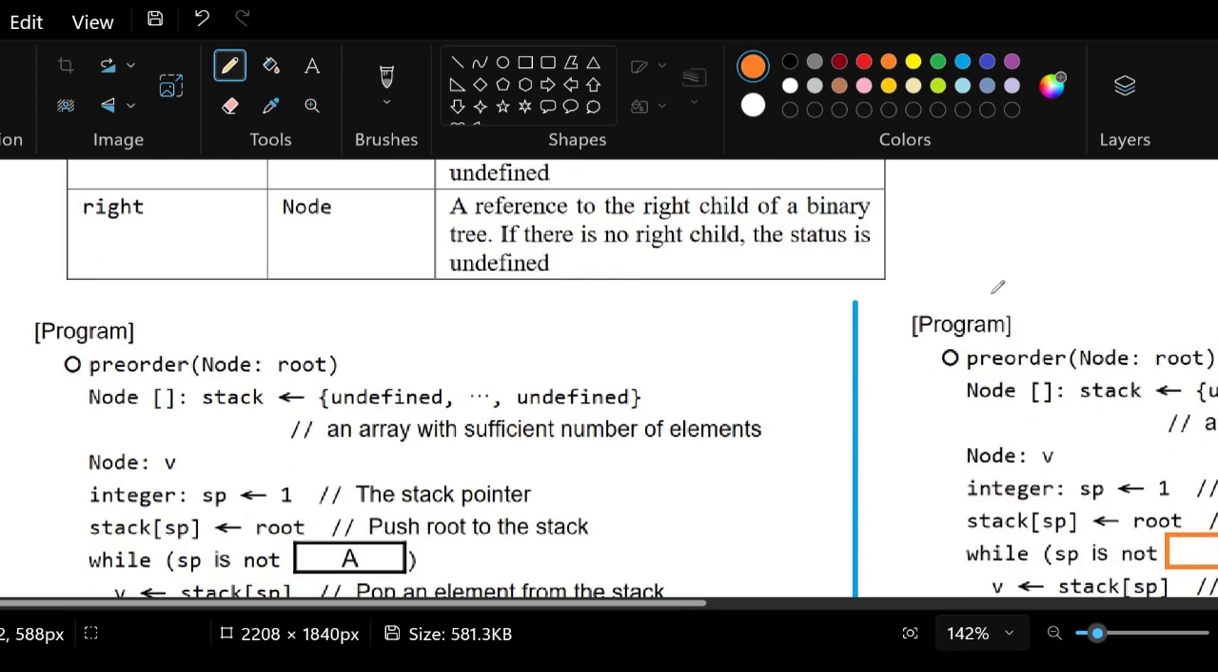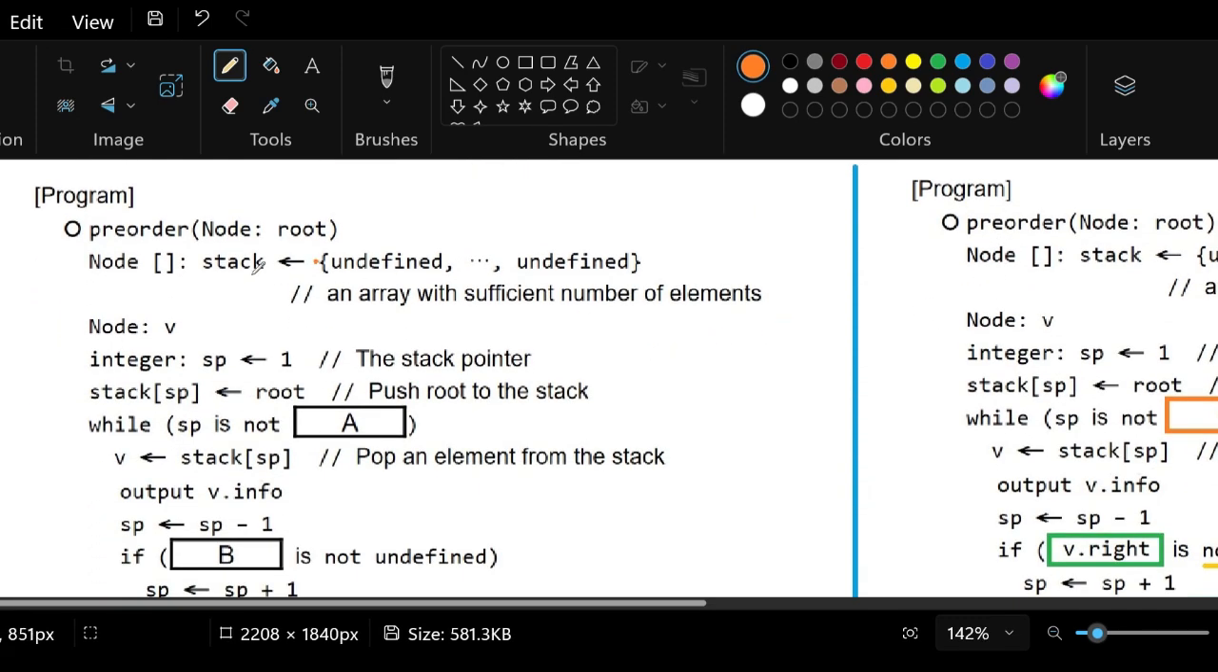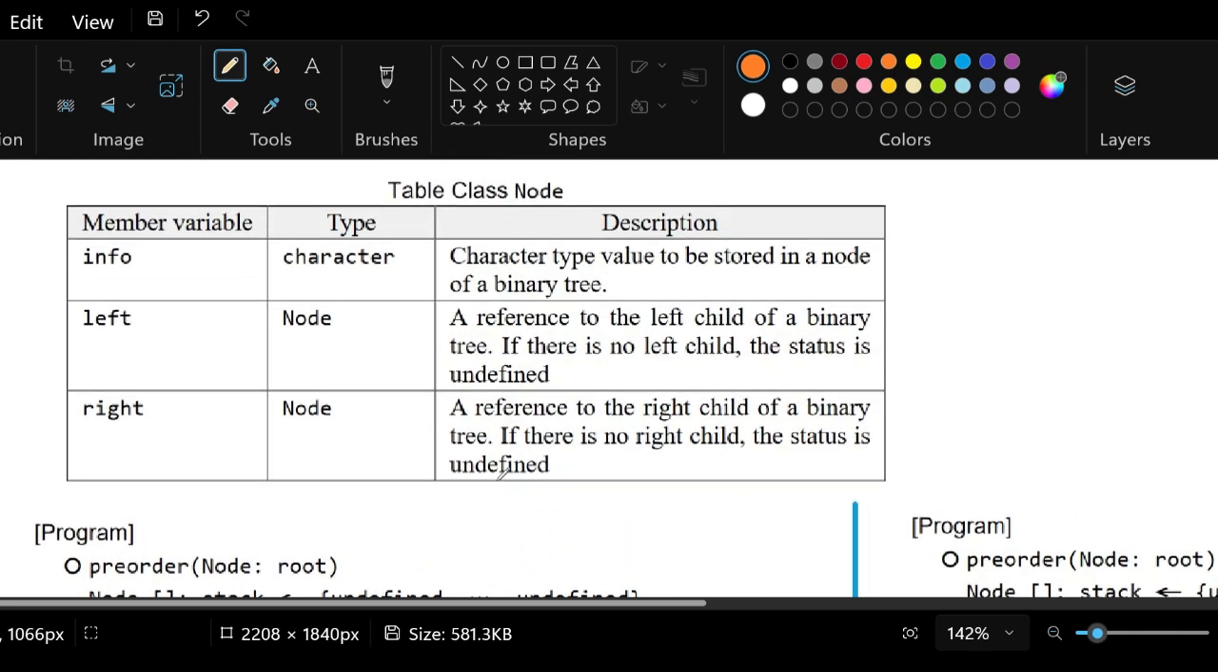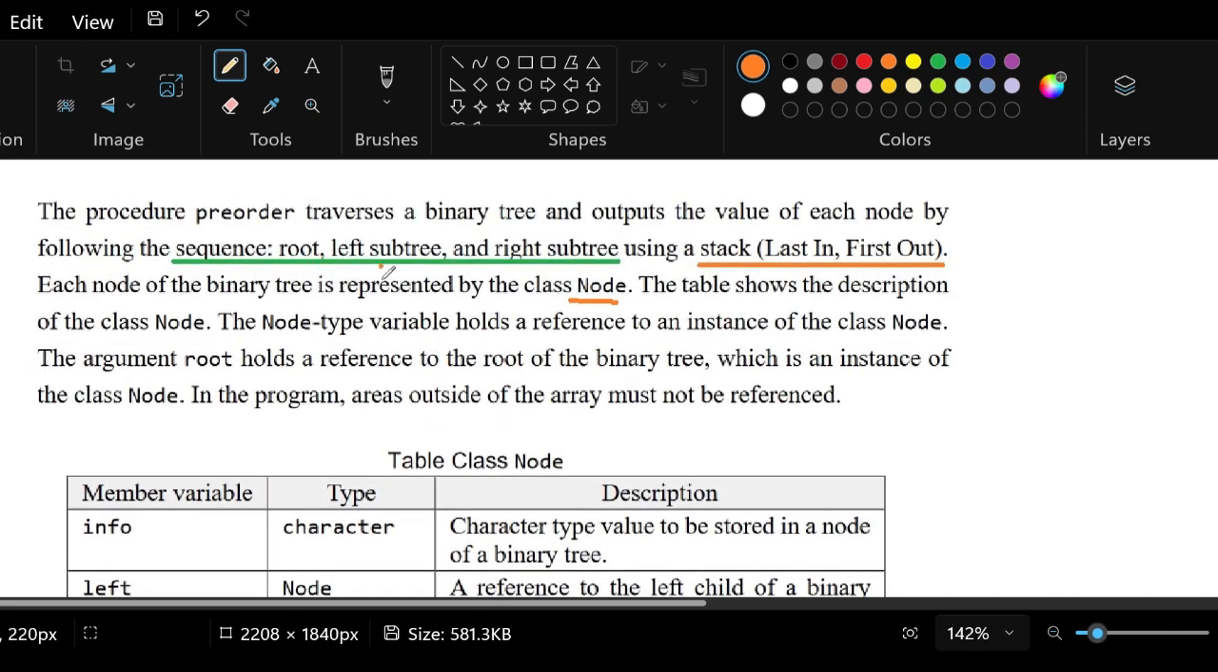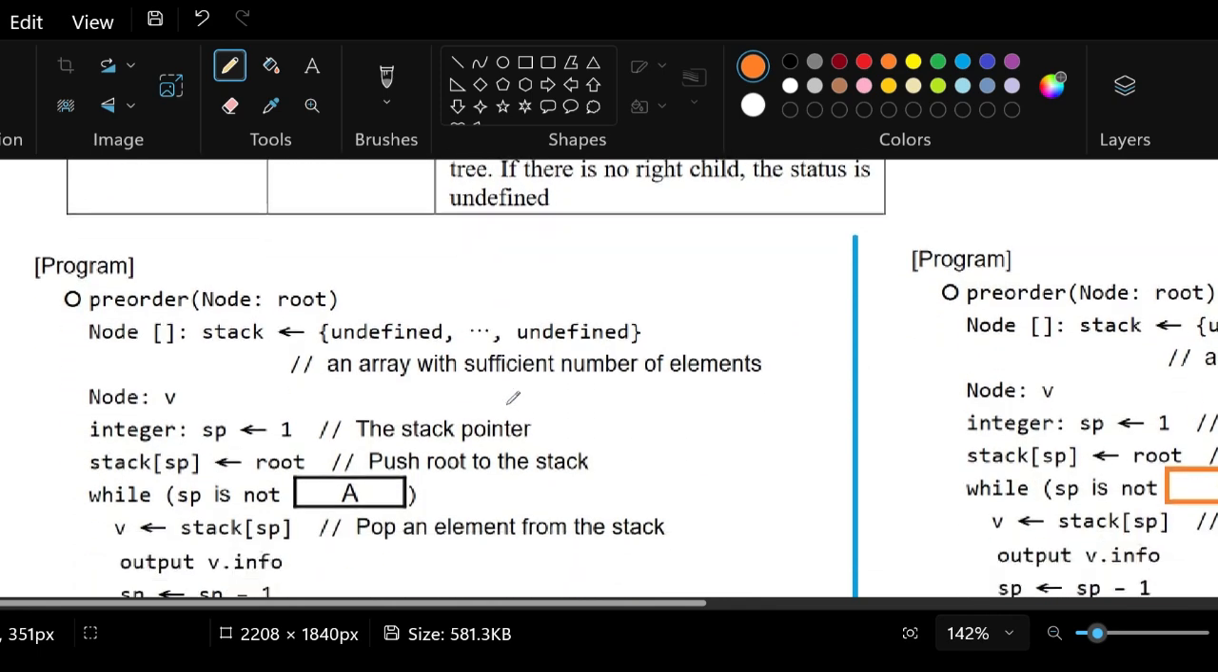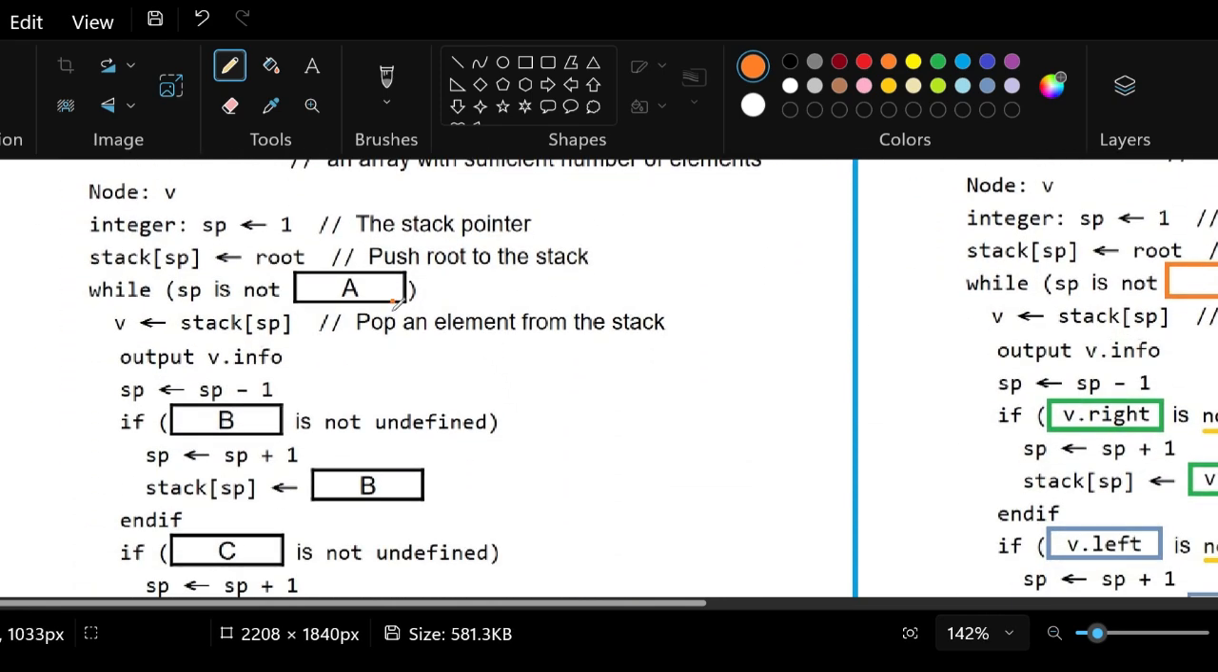Let's look at the program. Here is our preorder function, where again the sequence that we need to output is the one that we were talking about, root, left subtree, and right subtree. Okay, and we got the blanks here, A, B, and C.